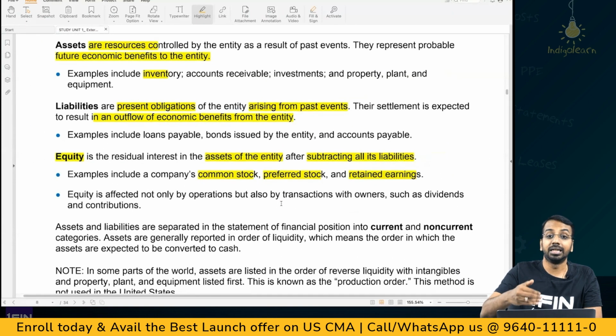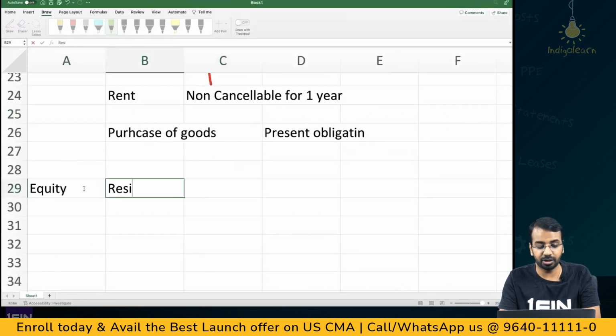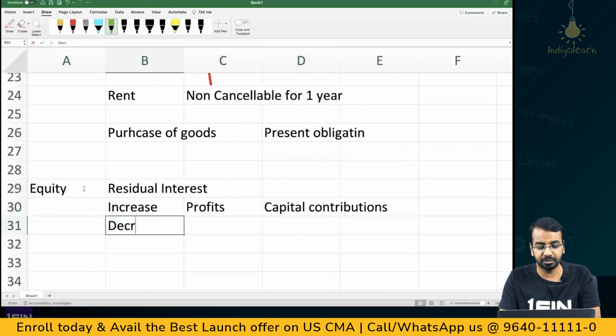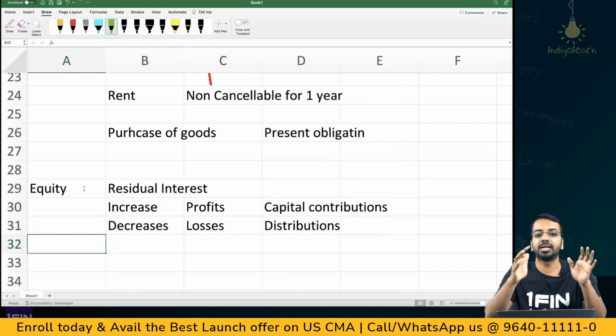Okay, so please understand, equity, which is the residual interest, increases because of profits and capital contribution. It decreases because of losses and distributions. Distribution means when you pay dividend, your equity balance goes down.